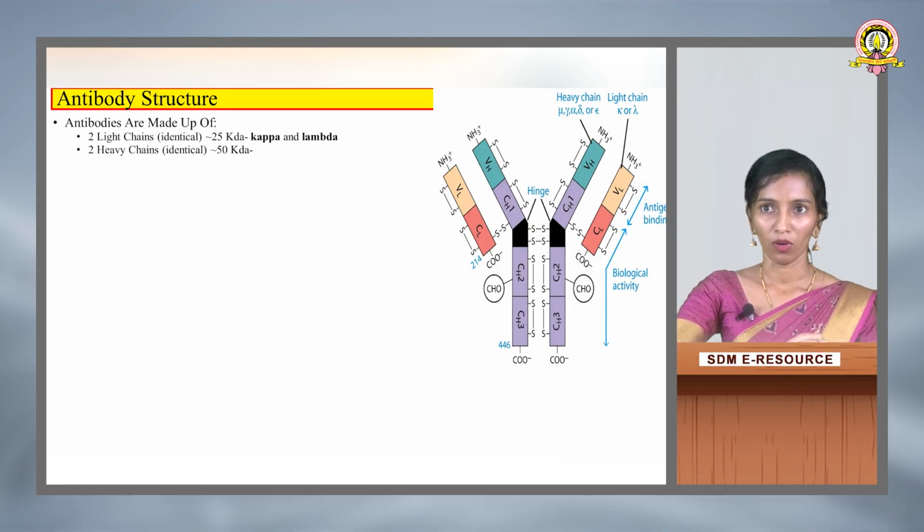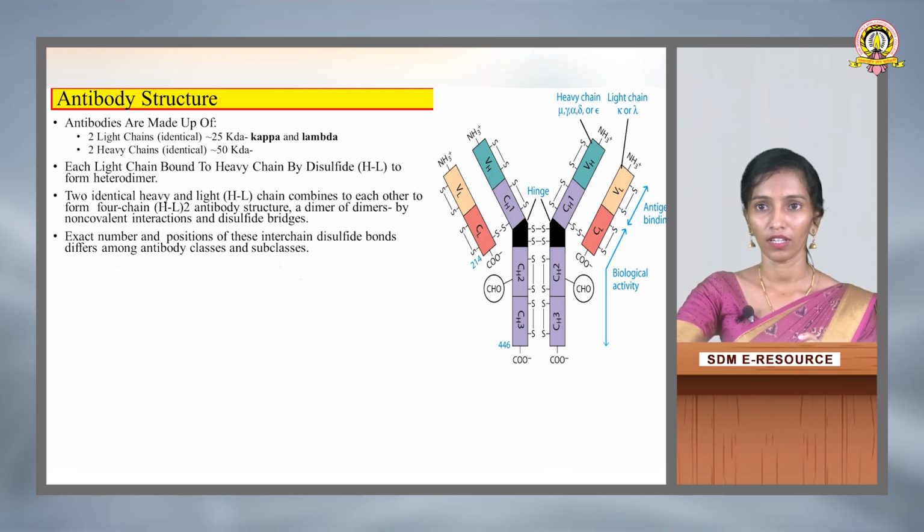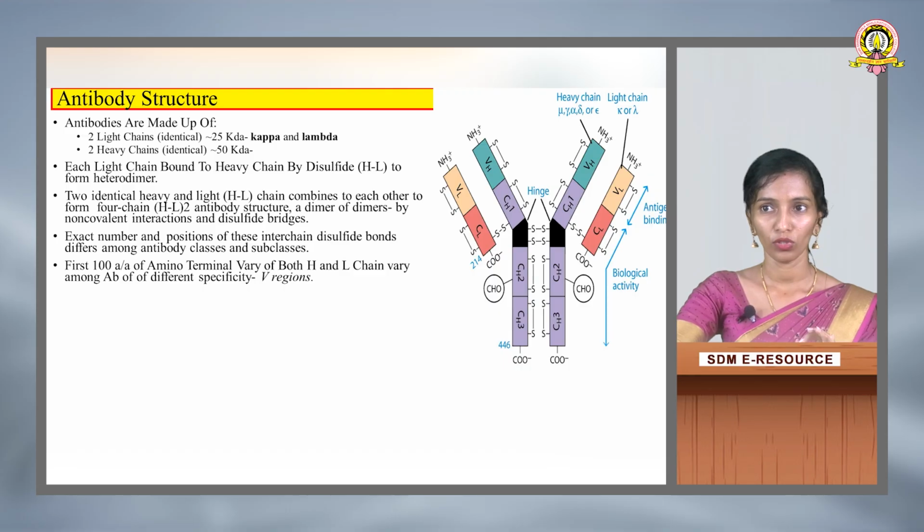Antibodies are made up of 2 identical light chains, which are kappa or lambda, and 2 identical heavy chains, which are mu, gamma, alpha, delta and epsilon. Each light chain is bound to a heavy chain by a disulfide bond to form a heterodimer. Two identical heavy chains and 2 identical light chains combine to form a 4-chain antibody structure, a dimer of dimers, by non-covalent interactions and disulfide bridges. The exact number and position of these interchain disulfide bonds differ among antibody classes and their subclasses.